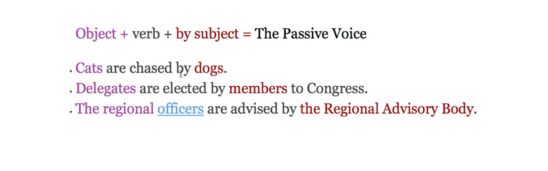Cats are chased by dogs. Delegates, the object, are elected by members, the subject, to Congress. And the regional officers, object, are advised by the regional advisory body, subject. Let's see what's happening here.